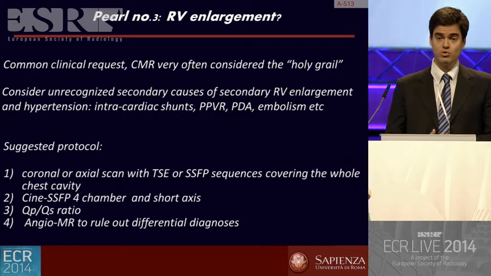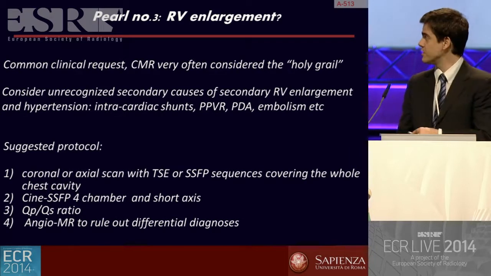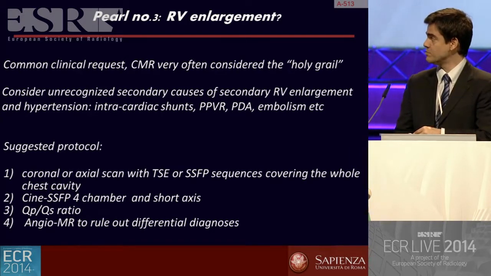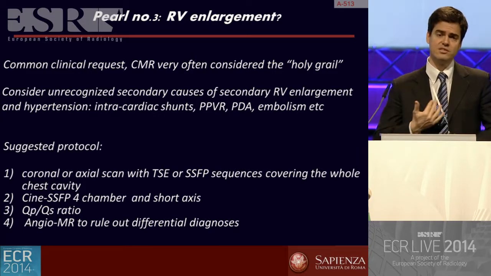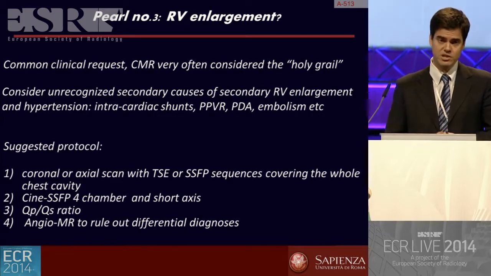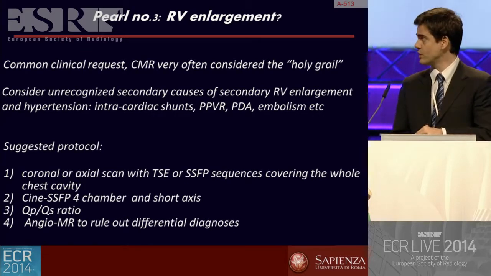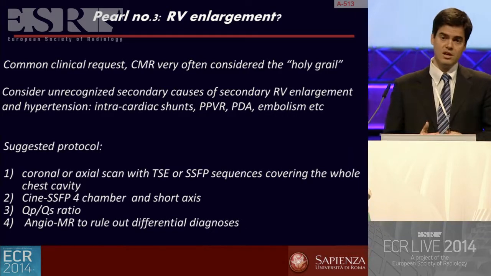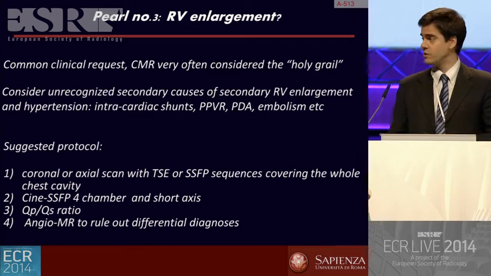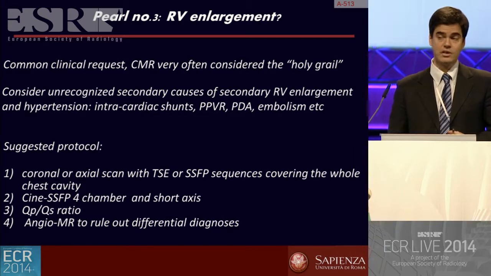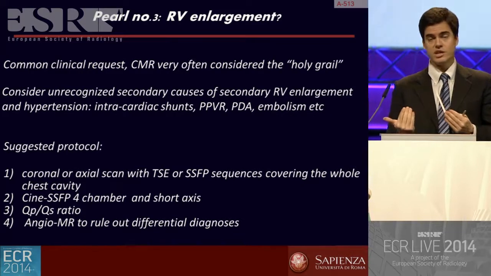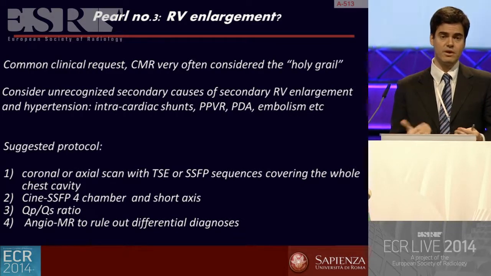And our suggested protocol, whenever you have a right ventricular enlargement, apart from the usual CMR scan, is to add a coronal or axial turbo spin echo or steady state free precession, whatever you call it, covering the whole chest cavity. Look at the chest, look at the great vessels, look at the possible presence of anomalous venous return. And of course, you should always measure the flow at the level of the pulmonary and systemic circulation, because it gives a lot of information. What's going out is going in. So if we have an imbalance between the ejection of the left ventricle and the ejection of the right ventricle, it means something is wrong.